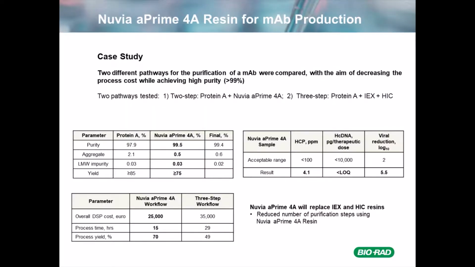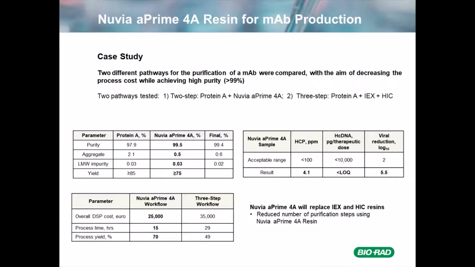So here is a case study with the data offered by one of our clients. They used to purify a MAP using a 3-step process: protein A followed by an ion exchanger and then a HIC column. With Nuvia aPrime 4A, they were able to cut this short into a 2-step process with protein A followed by Nuvia aPrime 4A.